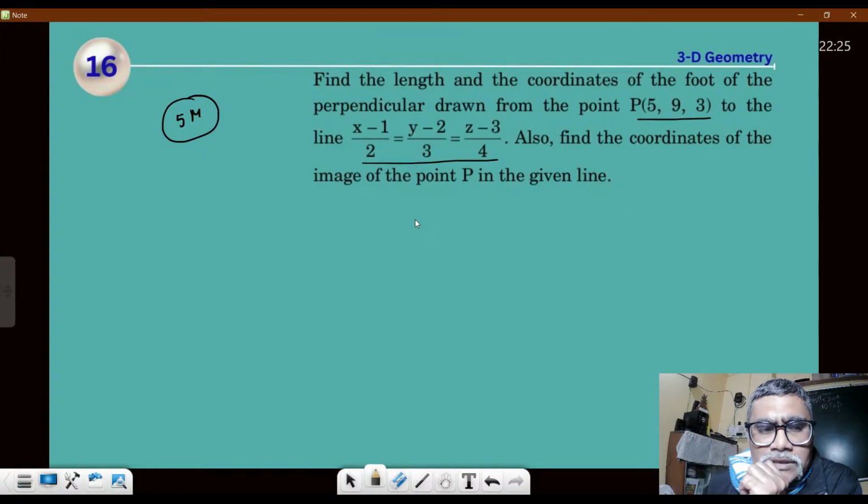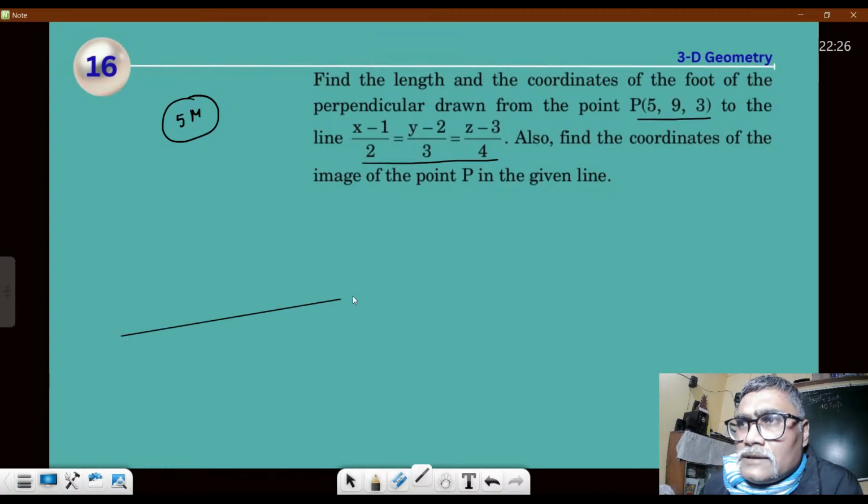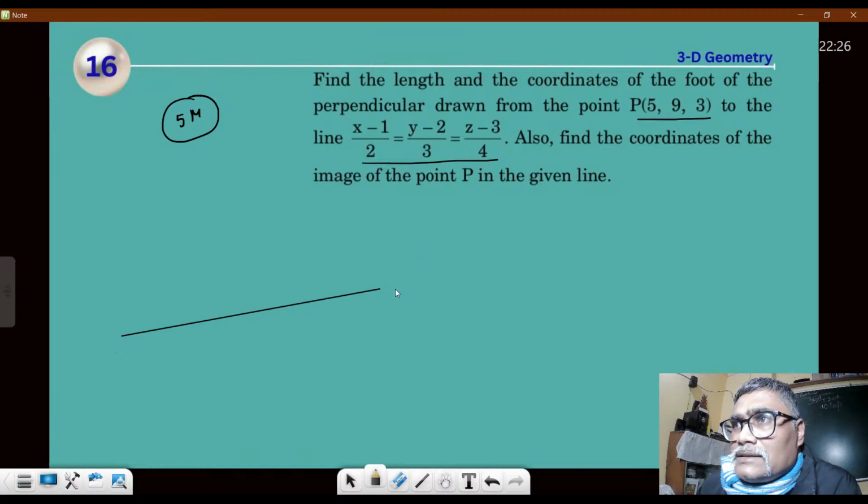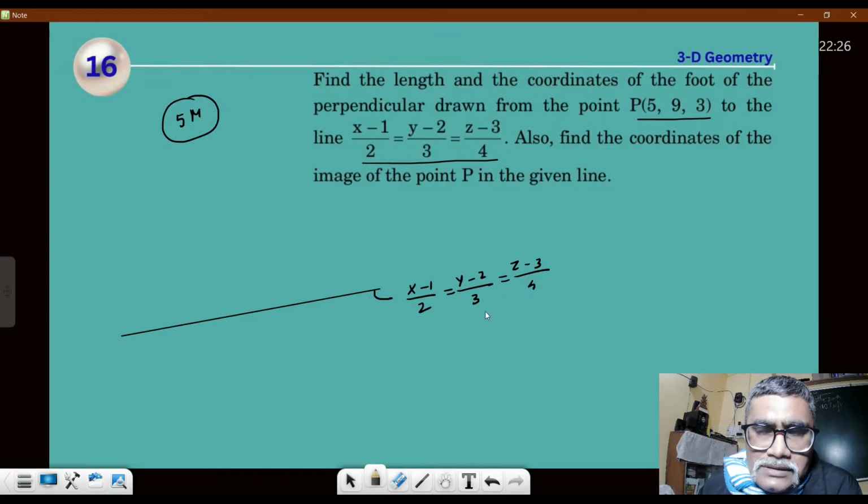There are 3 parts. So first of all, they are asking you to find the foot. Then you have to find the length of that perpendicular, and then also the image, right? So I'll be doing this because this is one of the important questions which is most probable in your next exam. My line is this. Given line is this.